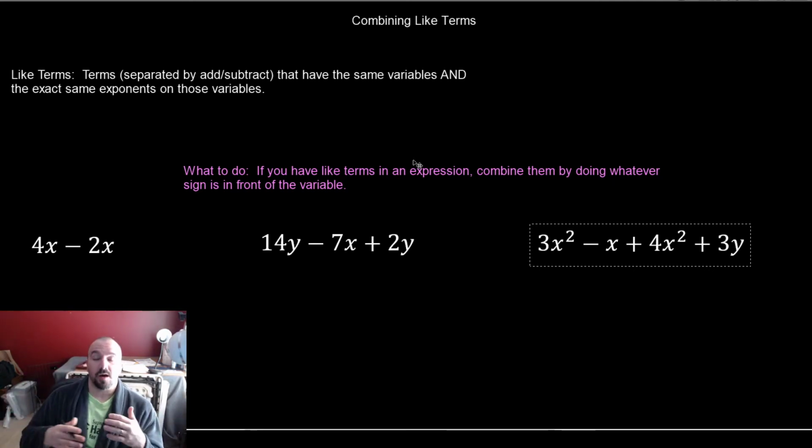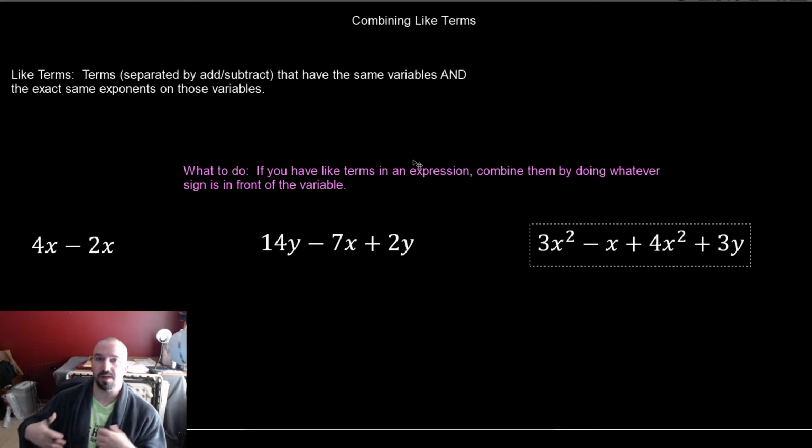Like terms. Two terms are separated by either addition or subtraction. Now, technically, they're separated by addition, and if subtraction is there, that means you're adding a negative. So be cautious on that. But like terms are terms that have identical variables, first and foremost. And then the second piece is they also have to have exactly the same exponents on those variables. So I've got a few examples here, and I'll explain each one of them and how to work them.